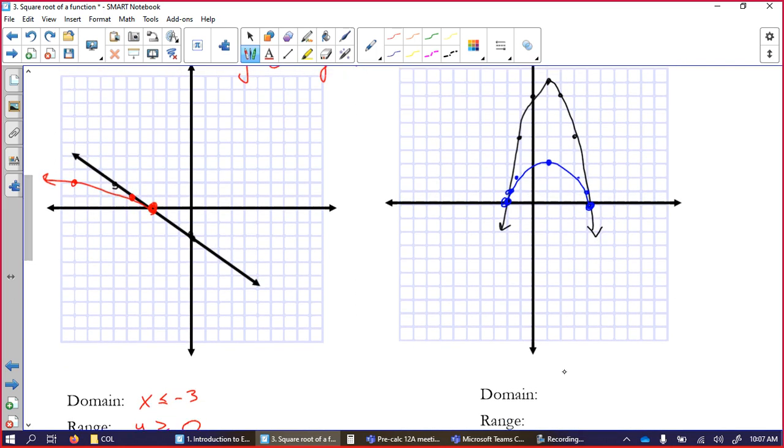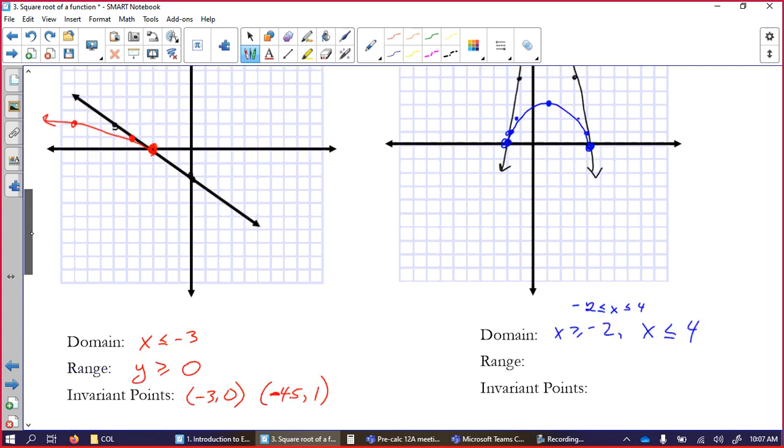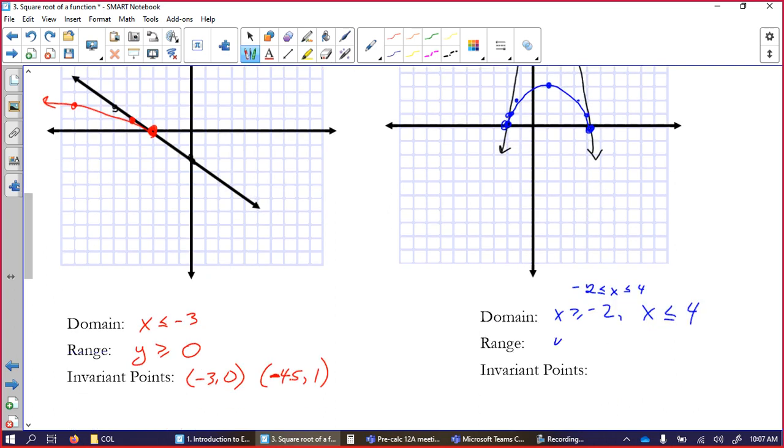Domain of this: x is bigger than -2. X is less than or equal to 4, which you could write as -2 less than x less than or equal to 4. The range is y is greater than or equal to 0, y is less than or equal to 3.